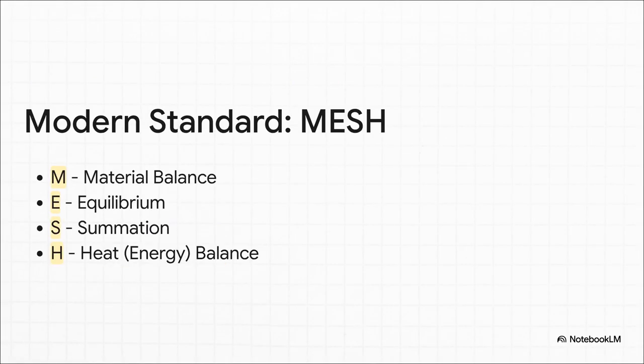But let's be real. Today, the absolute gold standard is using process simulators. These incredible programs solve what we call the MESH equations for every single tray simultaneously. That's M for material balances, E for equilibrium relationships, S for summation constraints, and H for heat balances. It is, without a doubt, the pinnacle of accuracy.